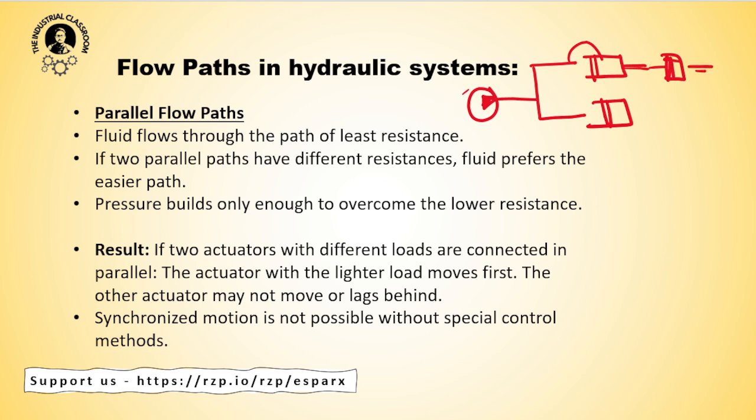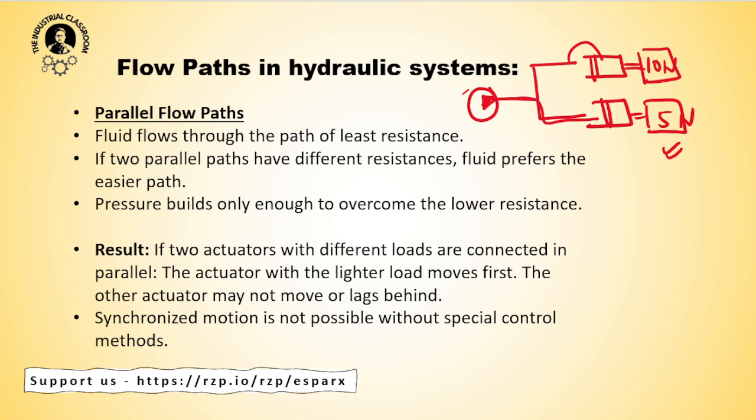The first one is the parallel flow path, and the second one is the series flow path. So first let us consider the parallel flow. Let us consider, here there is a load of 10 Newton, and here there is a load of 5 Newton. In case of parallel flow path, the fluid pressure will depend on the lowest load or the lowest pressure. So the movement will be in the least resistance path.